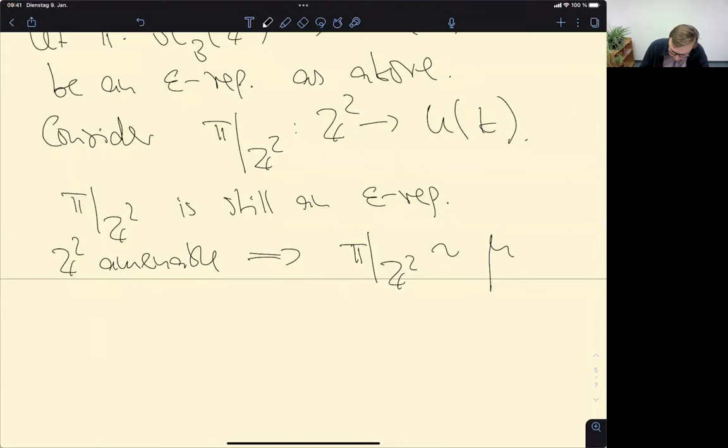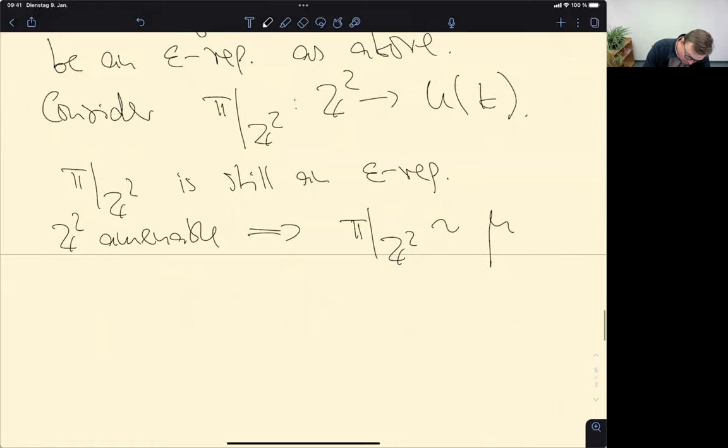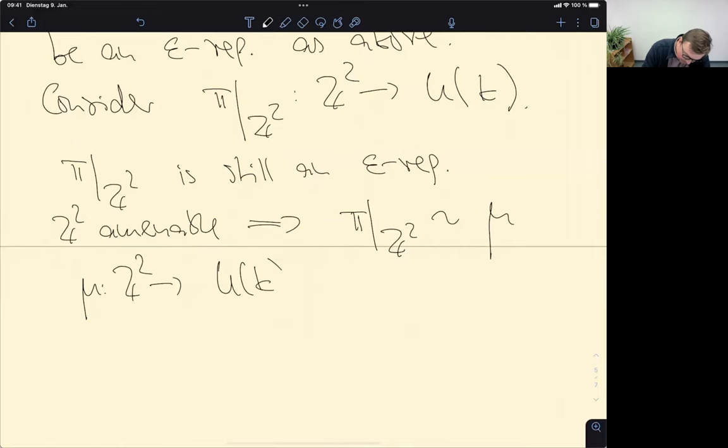And then somehow to get the final statement, maybe you have to adjust your epsilon in some sense to get the precise result. So I'm just giving you the idea basically of the proof. So pi of Z square is close to mu, where mu is actually a representation into the unitary group U(K). All right.